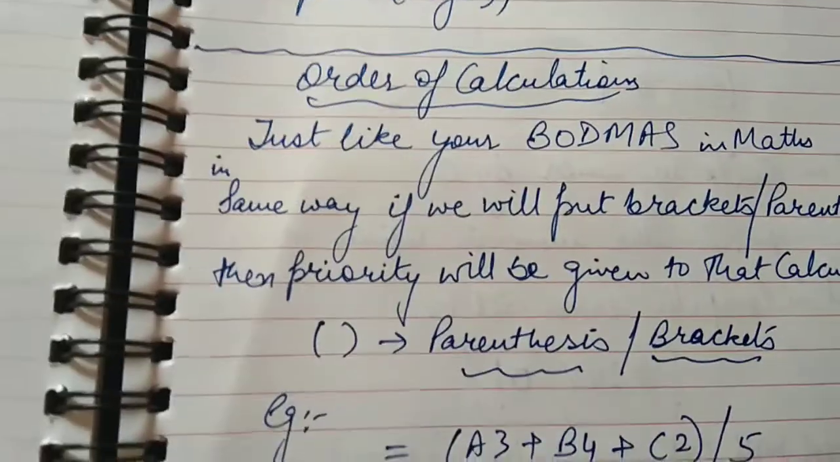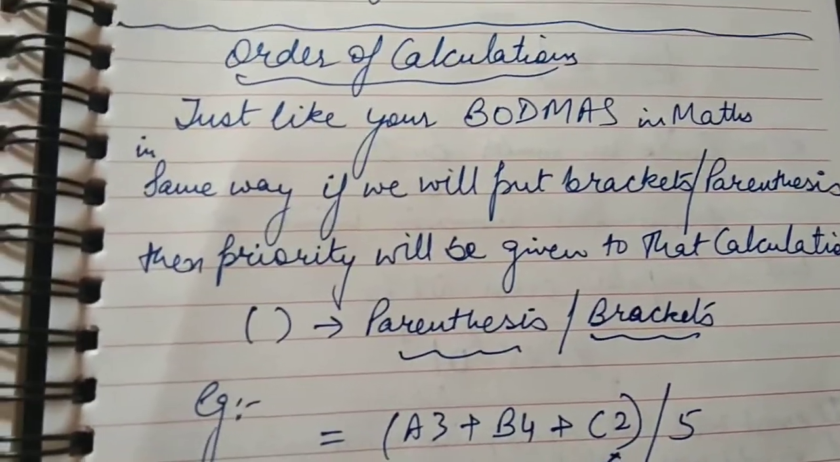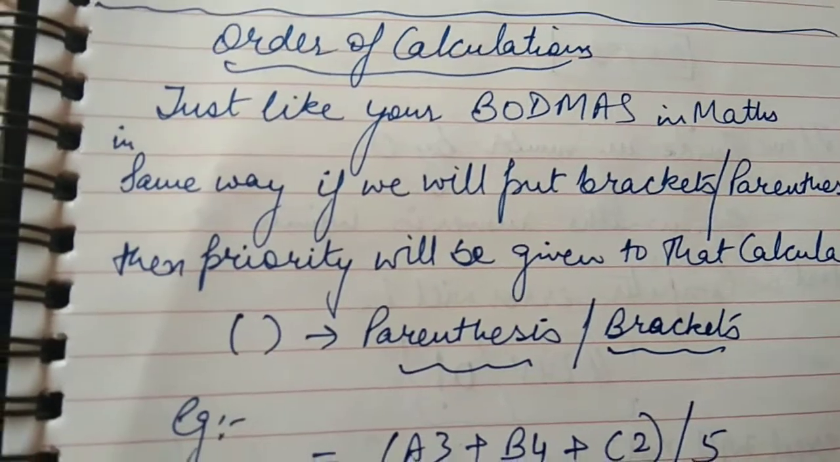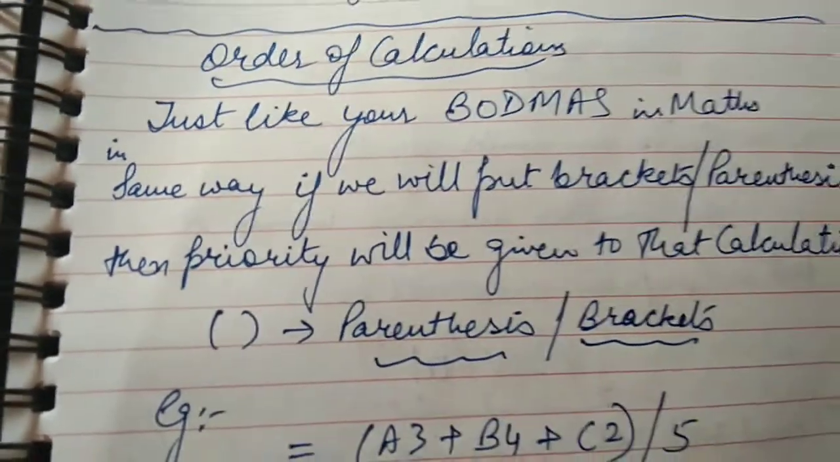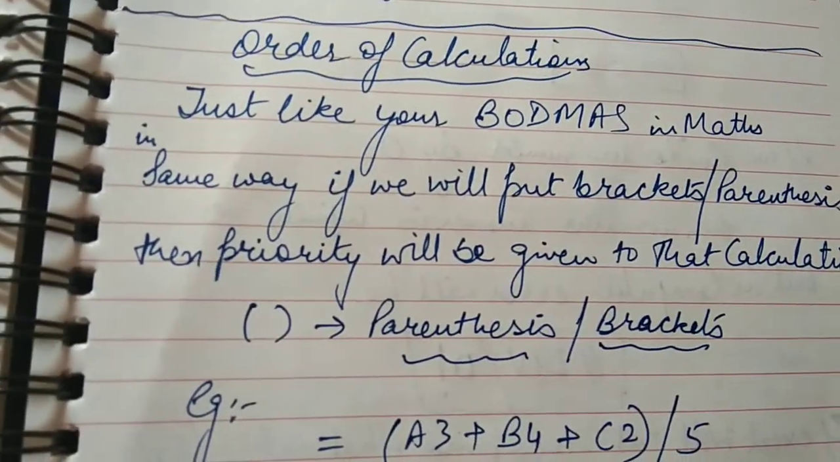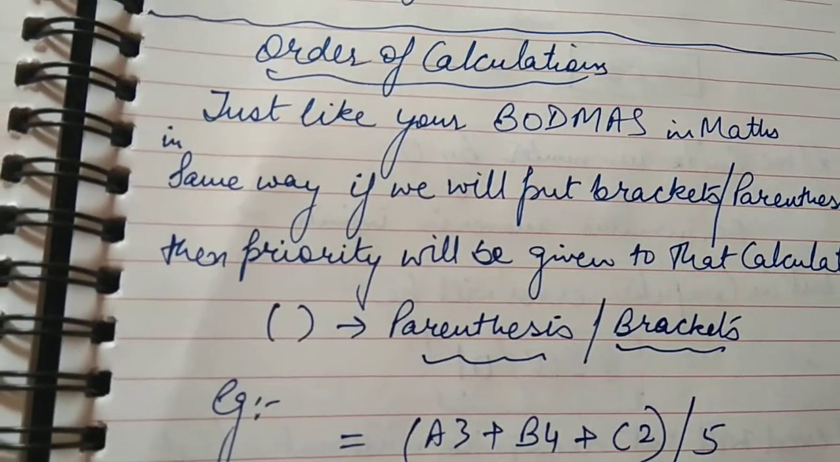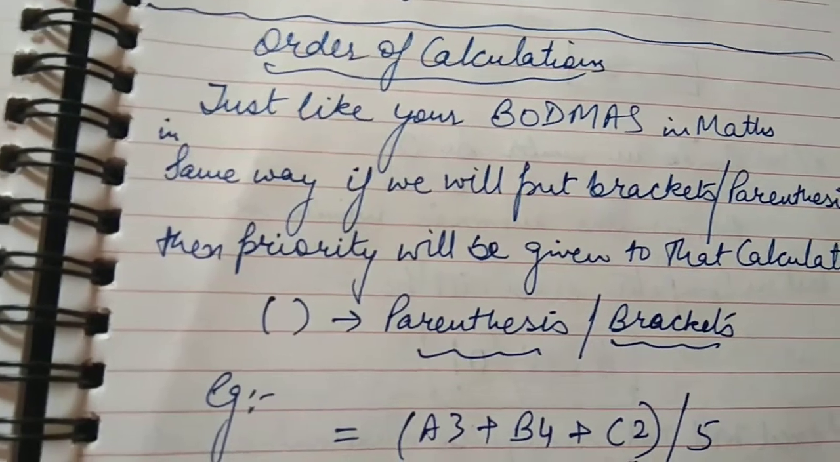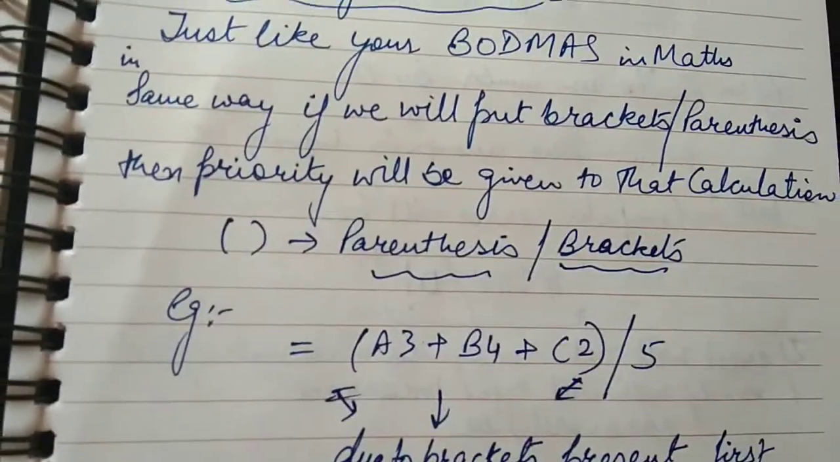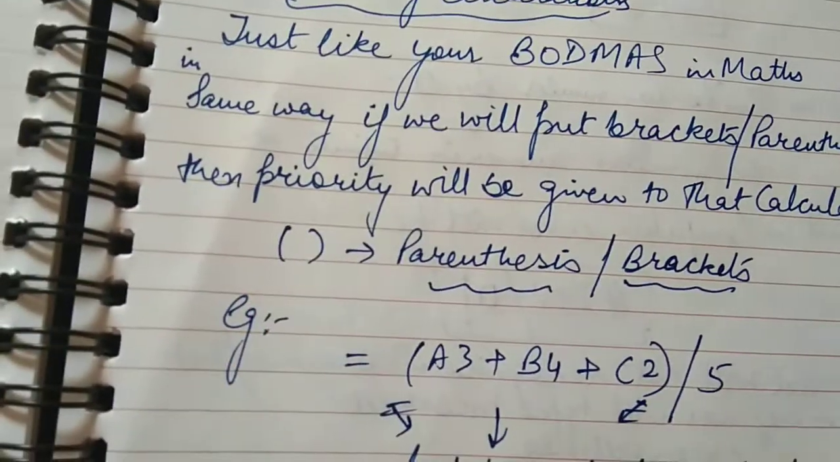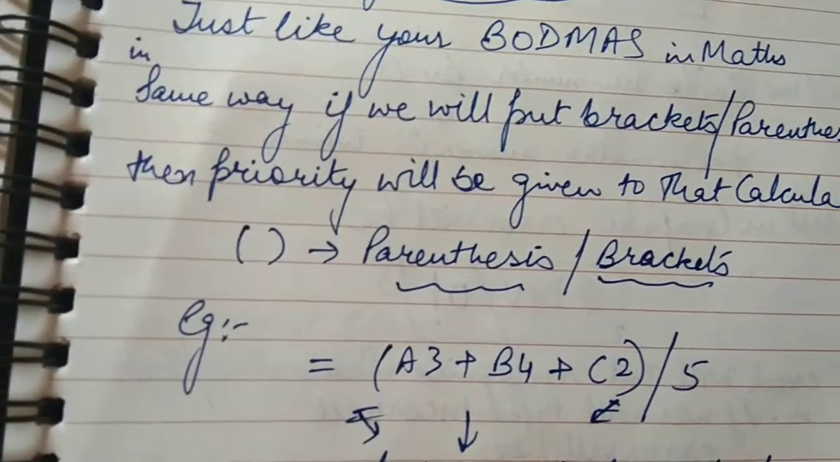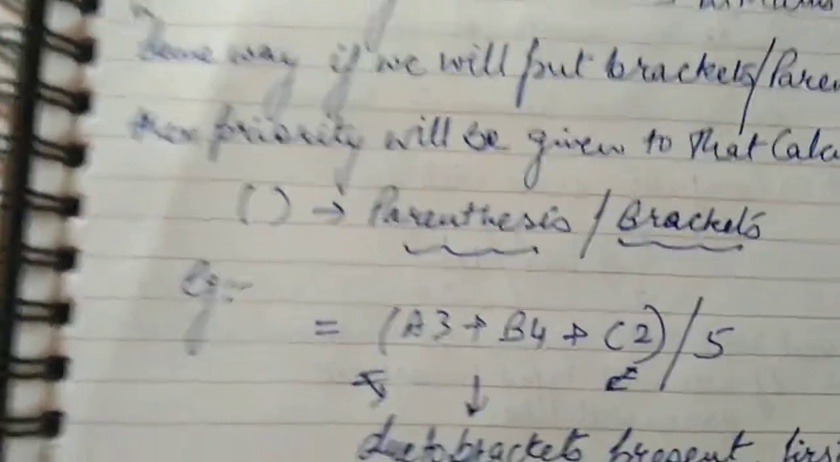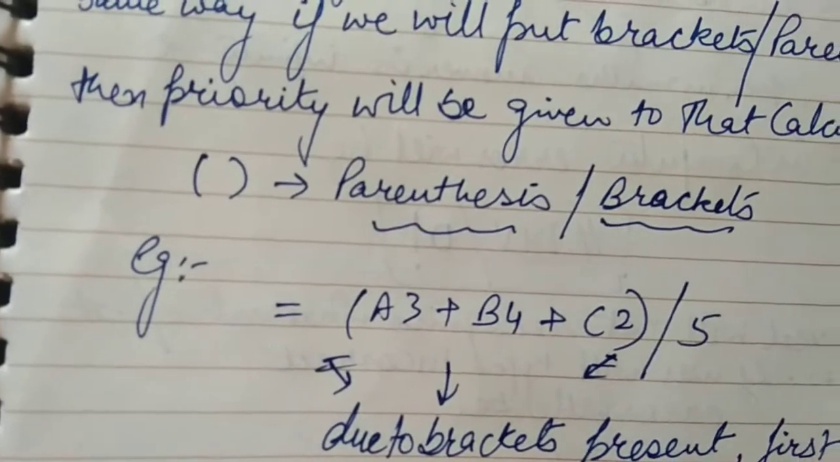Next topic is order of calculations. Order of calculations means just like your BODMAS that you use in mathematics. That means if a bracket is there, it gets priority, then the of sign, division, multiplication, addition and subtraction. In the same way in computers, if you put round brackets, this is called parenthesis or the simple brackets, right? Then the priority will be given to that calculation.